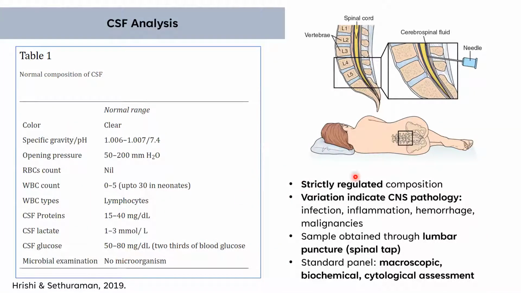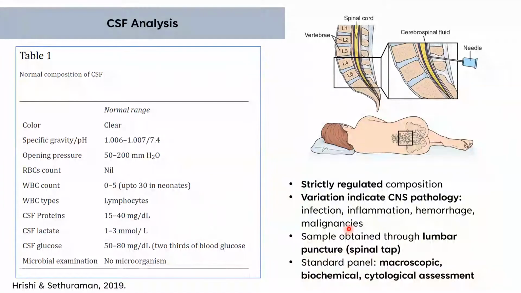Now, this strictly regulated composition allows us to diagnose diseases, because if there are violations or variations in CSF composition, then we can suspect that there is something wrong with the patient. Now, what can be wrong there? It could be a lot of things. An abnormality of the CSF can indicate that there's an infection, so there's a pathogen invading the central nervous system, or there could be inflammation. There could be bleeding or hemorrhage, and there could be malignancies or tumors.